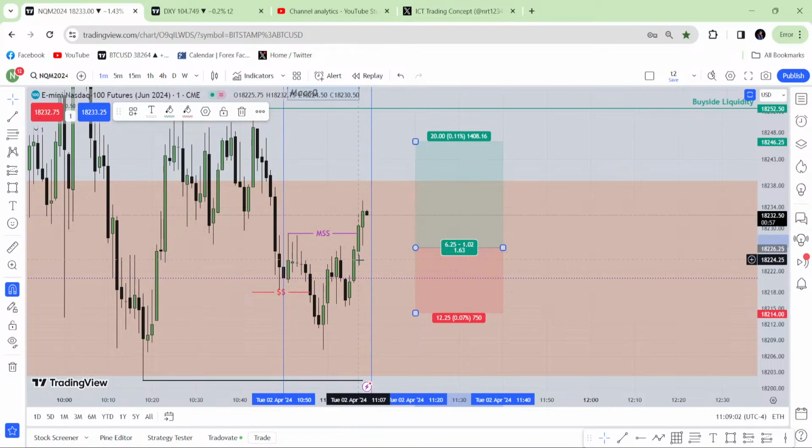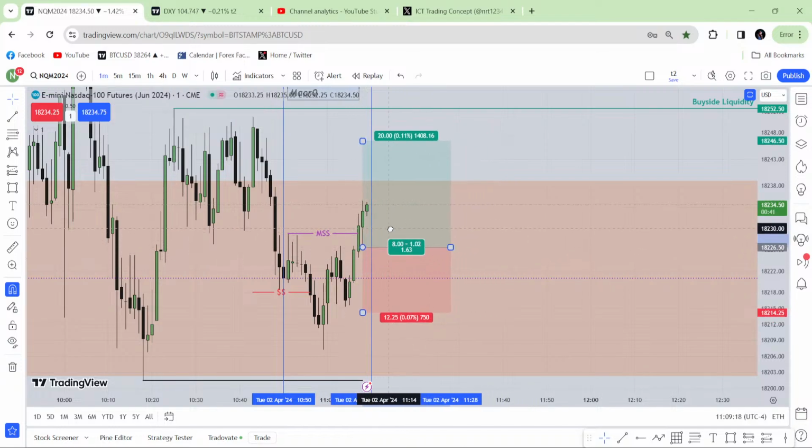If the market fails to come to that fair value gap within 11:15, this entry is not valid anymore. Depending on that macro, it's not valid. If the market fails to come to that fair value gap within 15 minutes, sometimes it also works when the market is very near to that fair value gap. Sometimes you can take that entry, sometimes, okay, depending on the macro only.